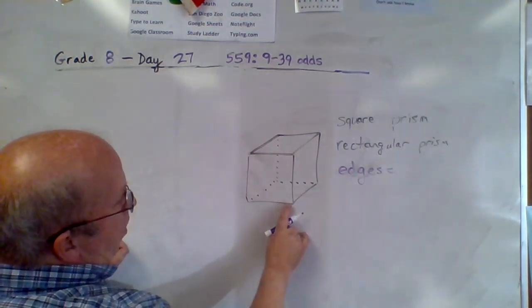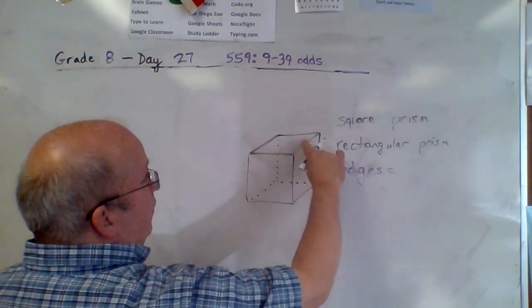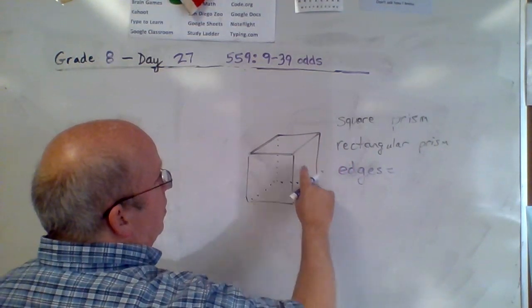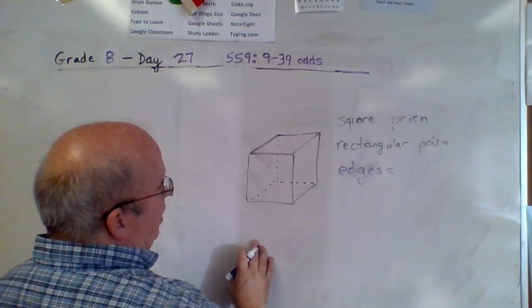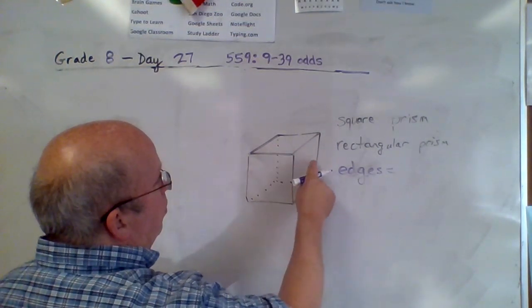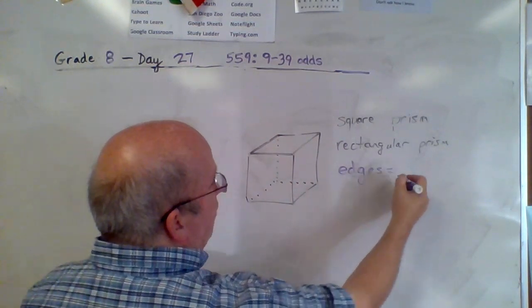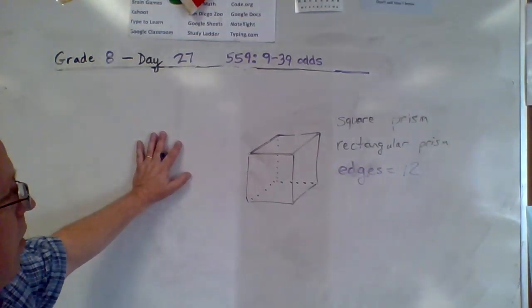And we could talk about 1, 2, 3, 4. 4 on the front. 5, 6, 7, 8, 9. Boy, this is kind of hard to count, isn't it? 1, 2, 3, 4, 5, 6, 7, 8, 9, 10, 11, 12. I've got 12 edges. I think I've got them all.